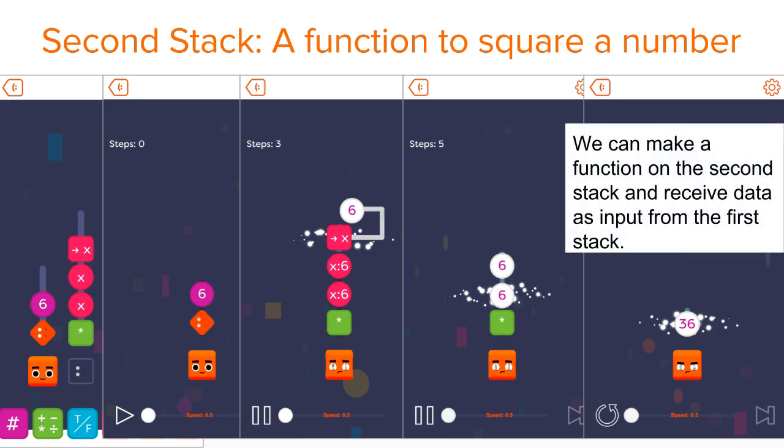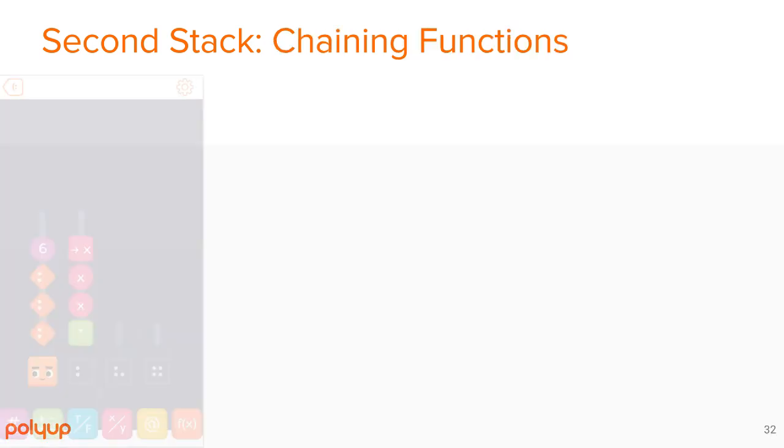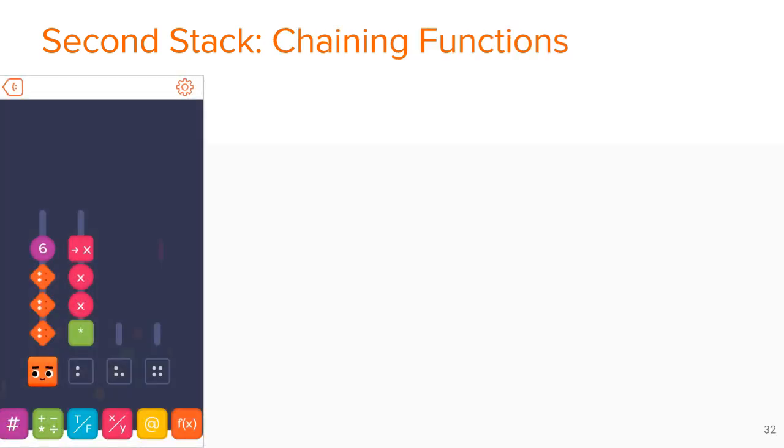Importantly, even though the stack 2 didn't have any number to assign to x, the 6 from stack 1 carried over when we started stack 2. You can chain several functions in a row to save a lot of space in your program and produce very interesting results. Here we're using the same square function as the last example, but instead of using it just once, we're squaring 6 3 times in a row.